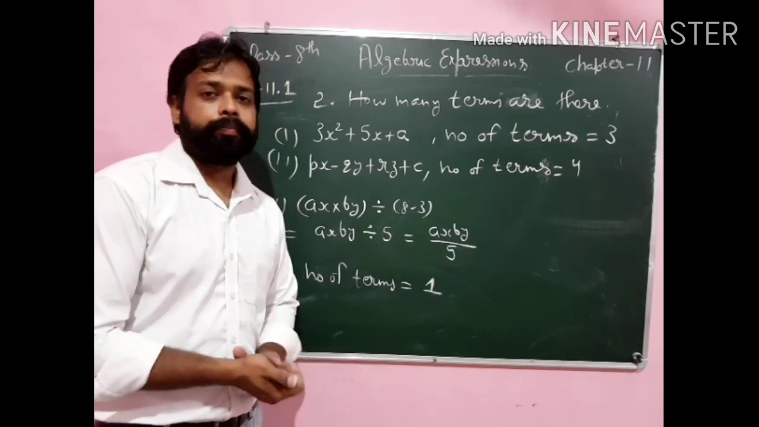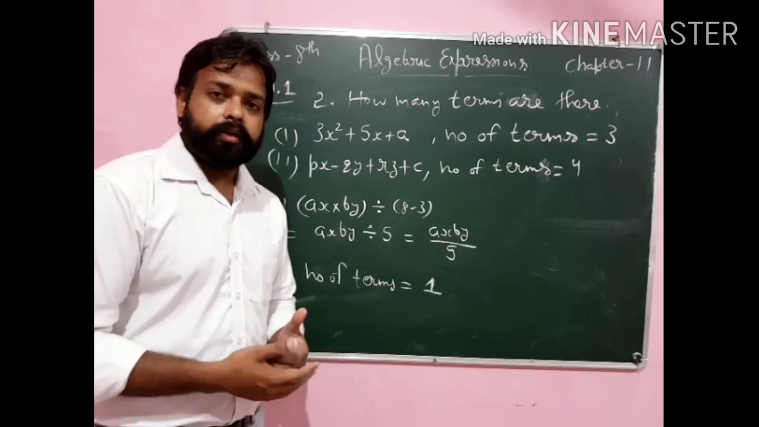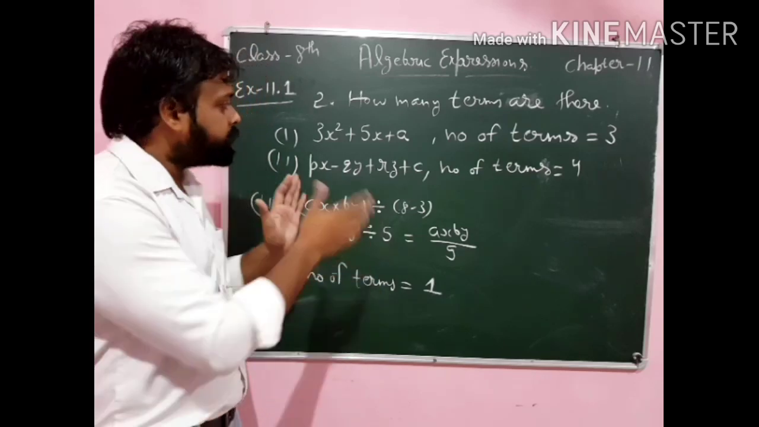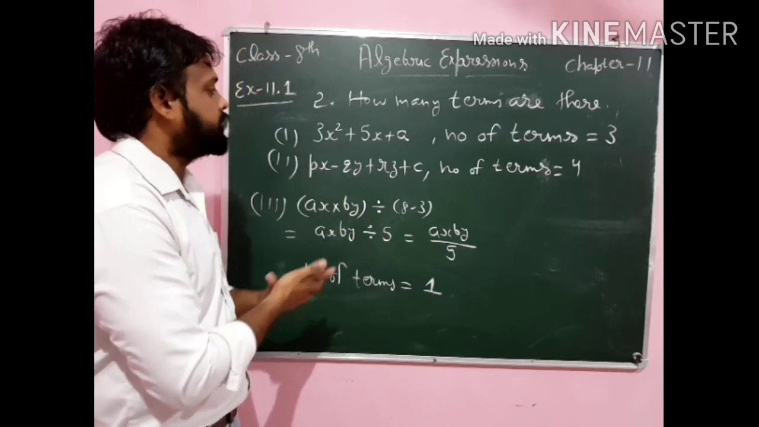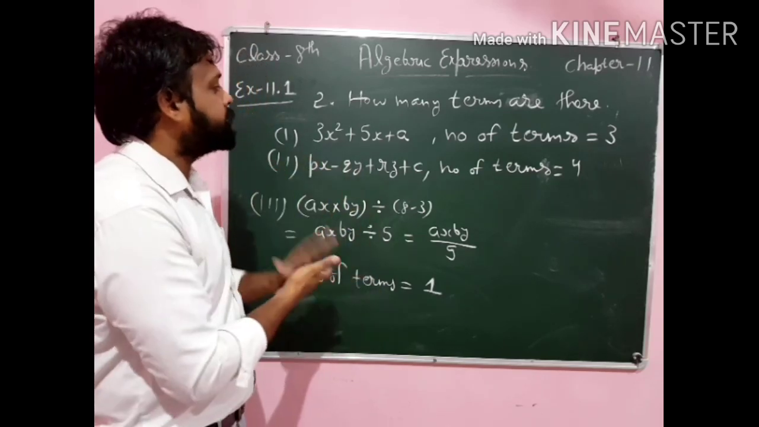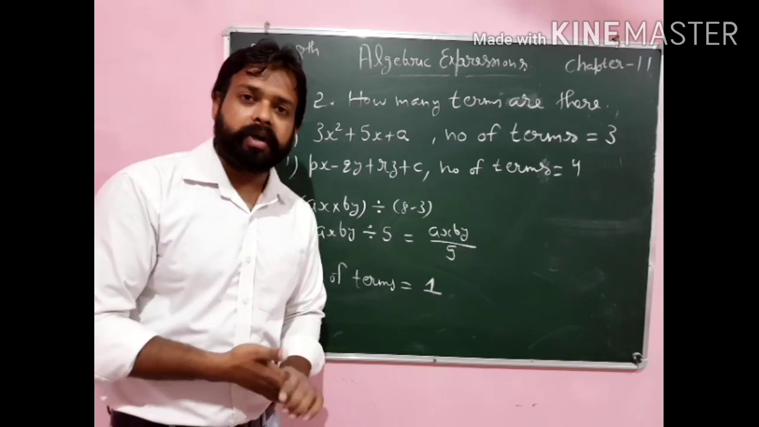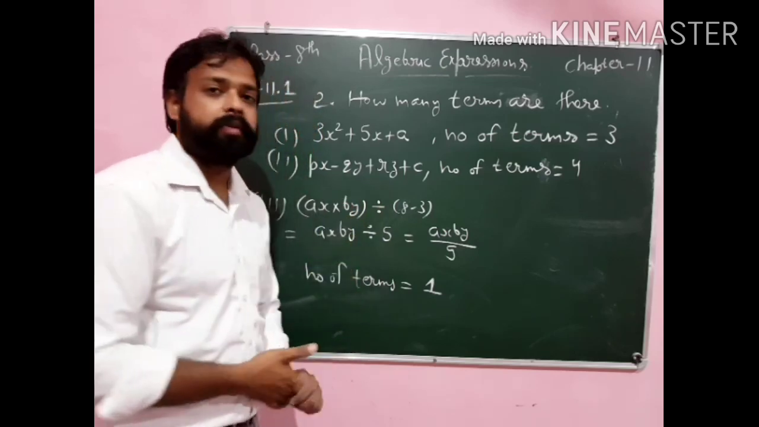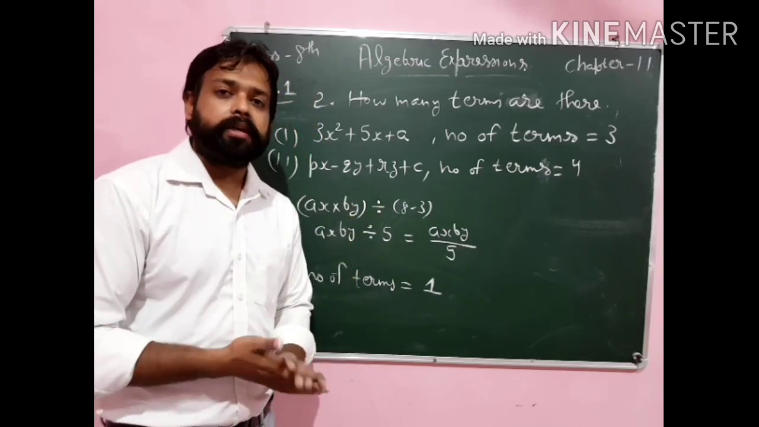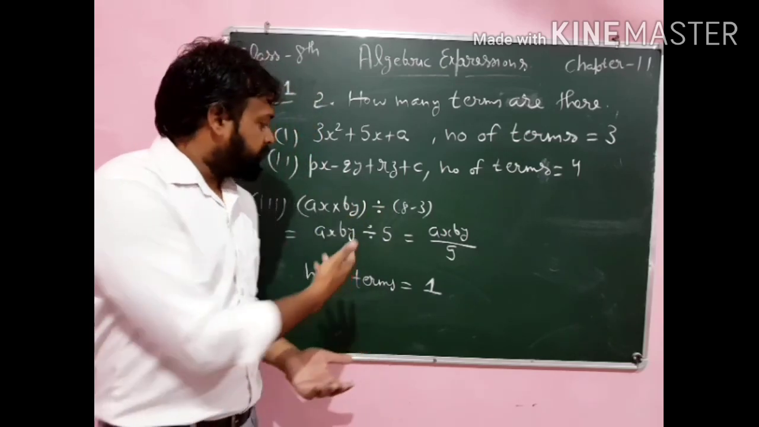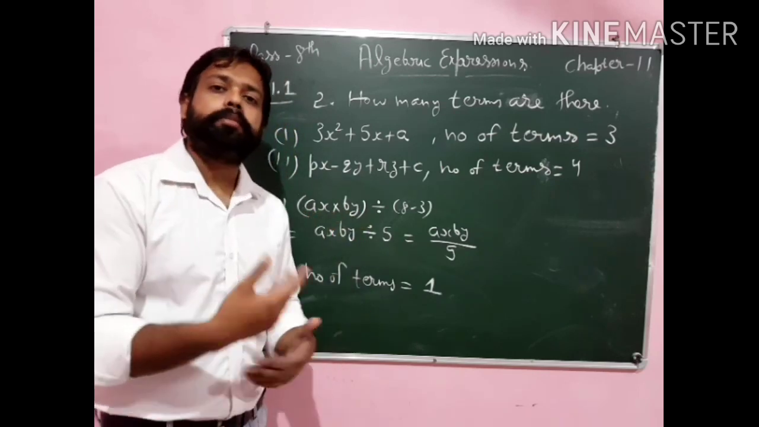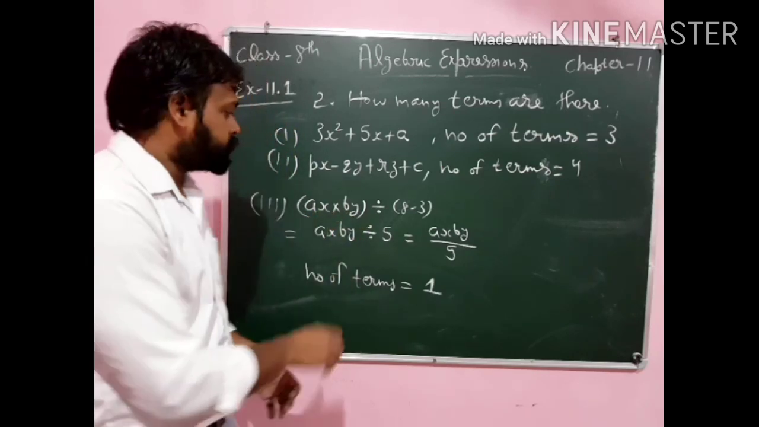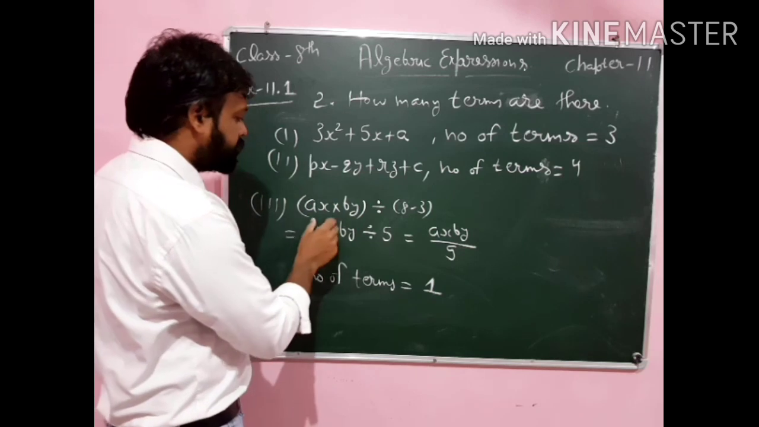So this is wrong. I already explained that whenever we are finding the number of terms, they are separated only by the sign of plus or minus. If there is a multiplication sign between them, or a division sign between them, then we cannot say that there are two terms like this. So we have to calculate this one first. You can see ax multiplied by by.